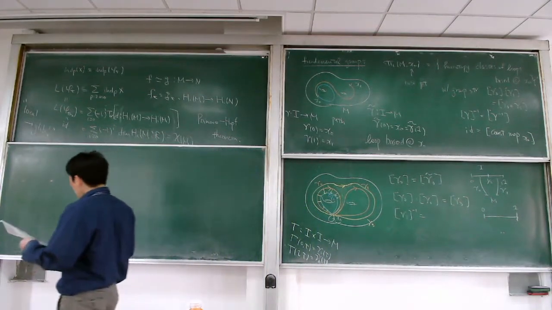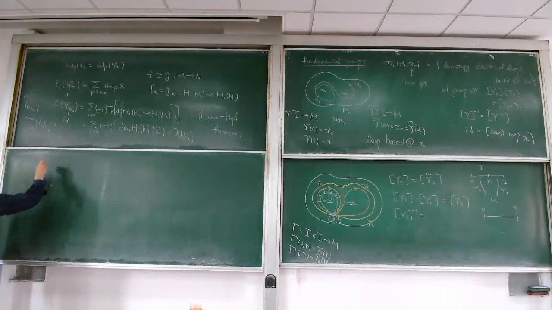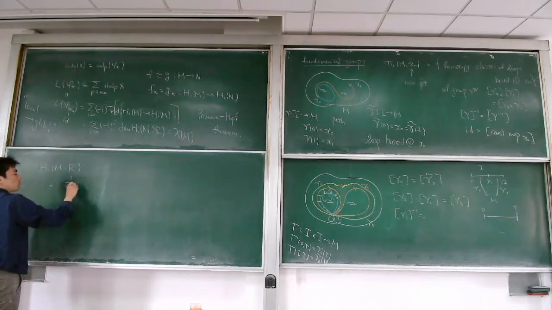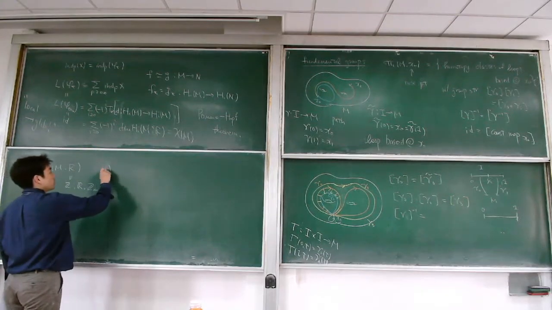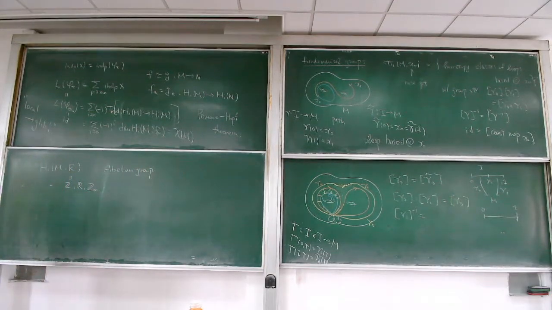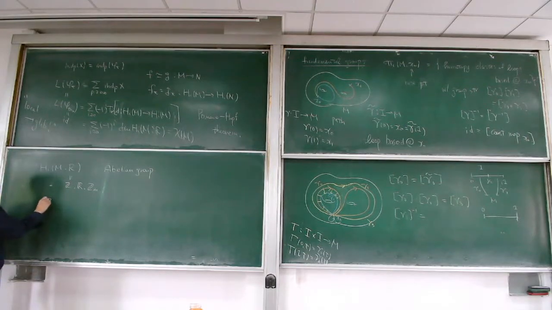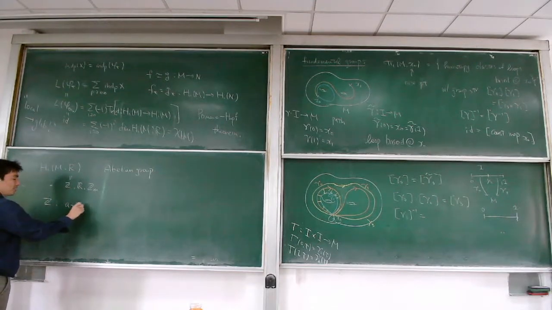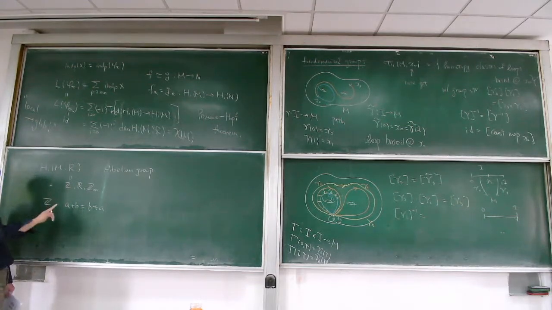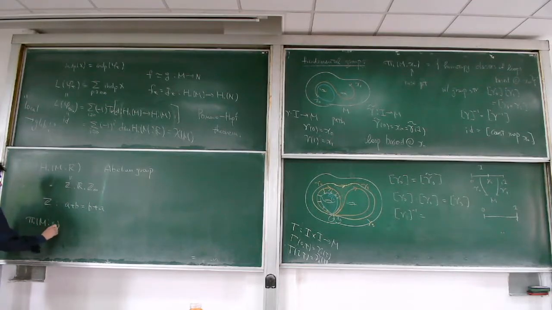Unlike homology group, whatever ring we use, the homology group of M with coefficients in a ring R, which can be Z or R, or sometimes Z mod some m and so on, is an abelian group. Abelian means they commute. For instance, Z is an abelian group, right? A plus B is equal to B plus A. So even if you swap. But the fundamental group in general is non-abelian.